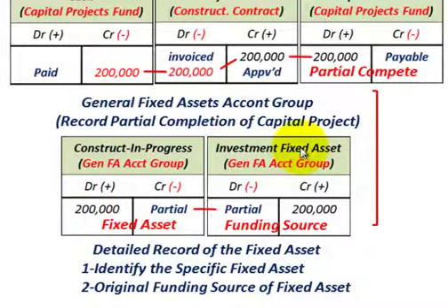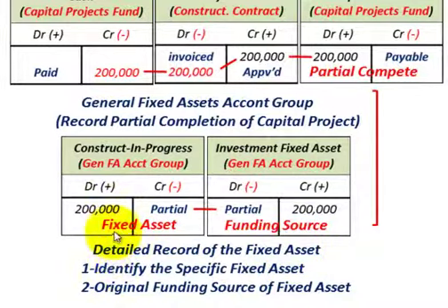And then moving over, we'd have our investment in fixed assets account, again for our general fixed asset account group, and we'd credit it for $200,000. So you have to keep track of that fixed asset, that building that we're building, and you do it through this general fixed asset account group. In this case, it was a partial completion. What this general fixed asset account group is doing is keeping a detailed record of this fixed asset.